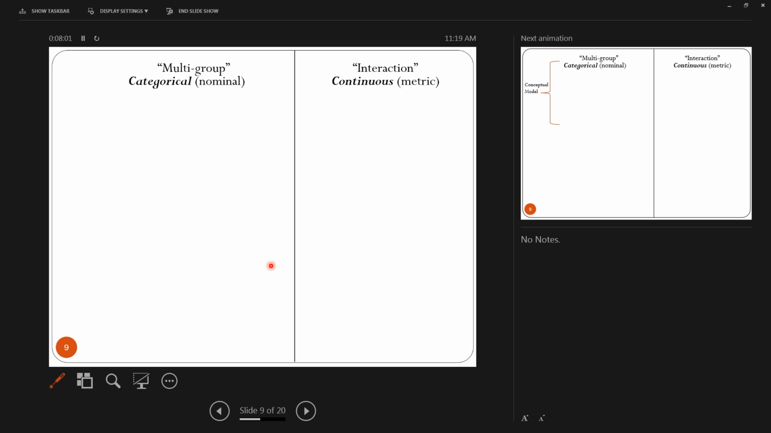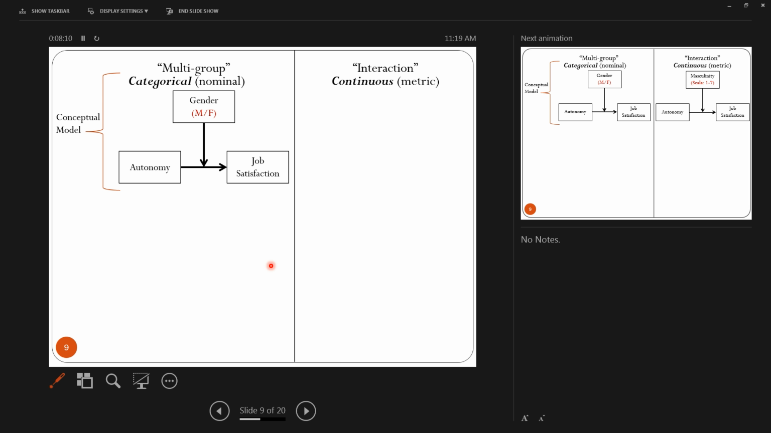Two different types of moderation, categorical and continuous, or multigroup and interaction. With multigroup, here's how you'd model it. It's like we've been modeling already. Good examples with gender, it's one or the other.